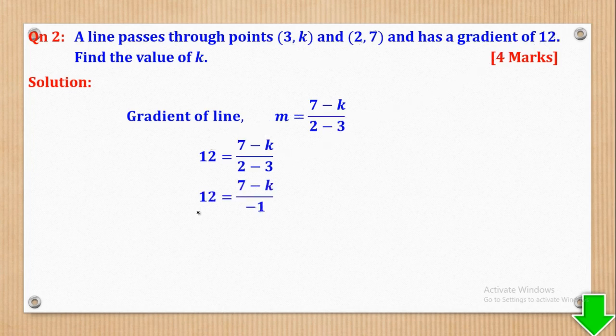So next is to simplify. 2 minus 3 is negative 1, and next I'll cross multiply. So negative 1 times 12, I'll come up with negative 12, and this side will be, I remain with 7 minus k. So when I take 7 this side, I'll come up with negative 12 minus 7 equal to negative k. Therefore, negative 19 is equal to negative k. When I divide both sides by negative 1, I'll come up with k being equal to 19. So basically that's what they wanted, and now let's see how much can be awarded.